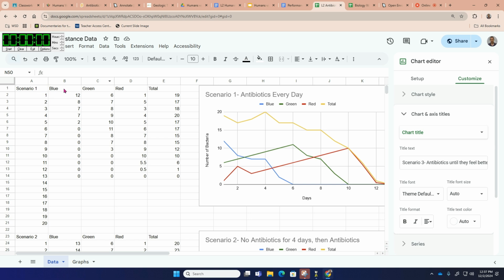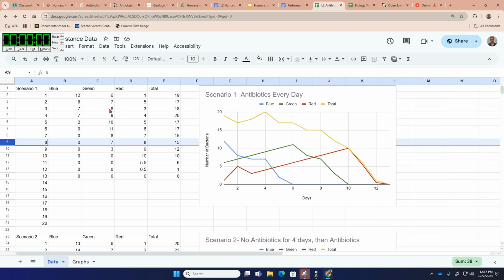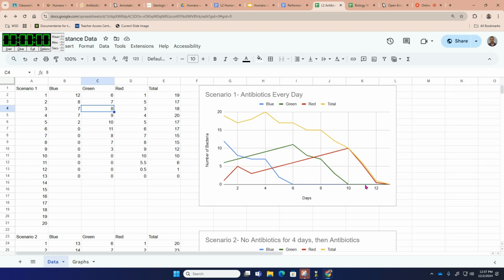So you can see here, scenario 1, here is the data. And this is essentially what your graph should look like, right? You can see the total population goes down over time. The easiest to kill blue bacteria die first, and then the green, and then the red. And so you can fill in the data table and then also create your graph. Now, your data table might only go up to 8. You can still graph the whole thing. Just fill in as much of the data as fits on your data table.